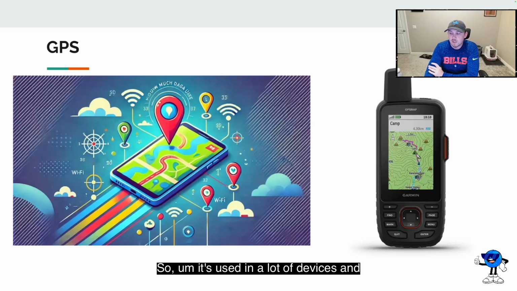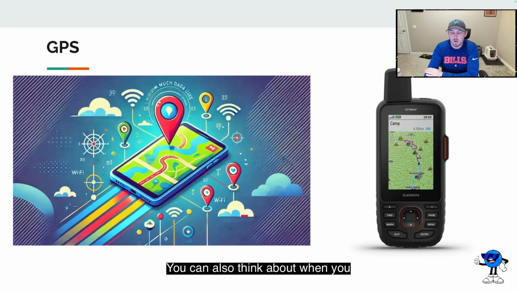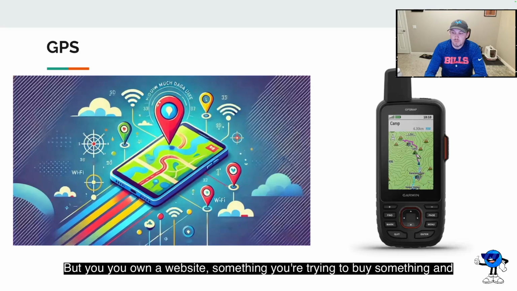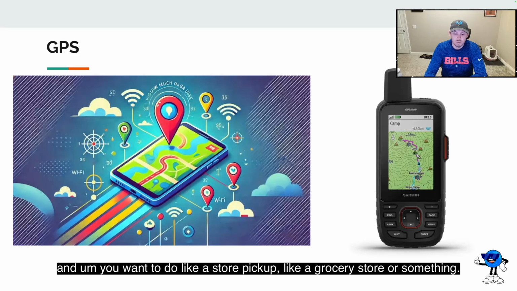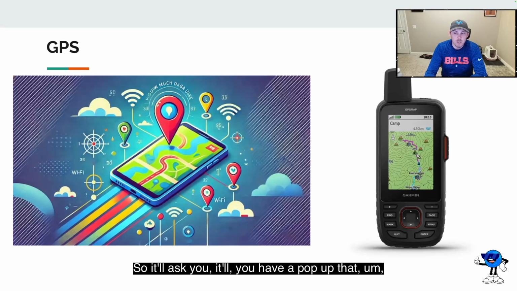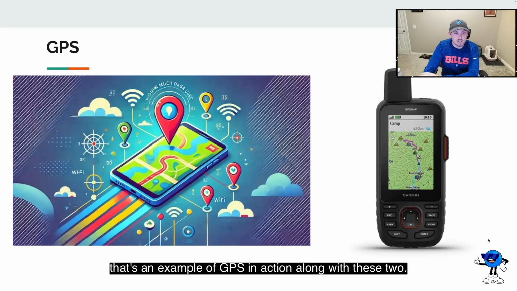It's used in a lot of devices, and we use it on a regular basis, such as smartphones and computers. You can also think about when you go on a website. I can't think of a good website, but you go on a website, you're trying to buy something, and maybe they have local stores near you, and you want to do a store pickup, like a grocery store or something. So it'll give a pop up that whatever web browser you're using will ask to use your location. That's an example of GPS in action, along with these two.